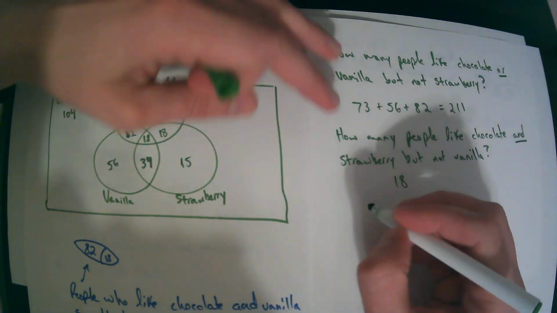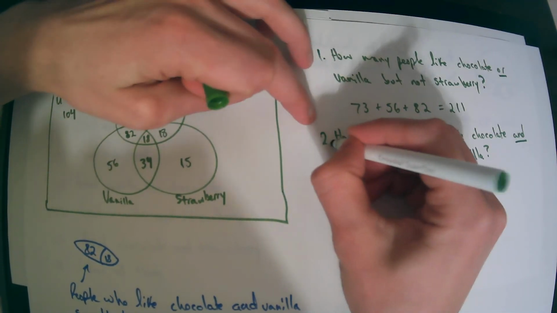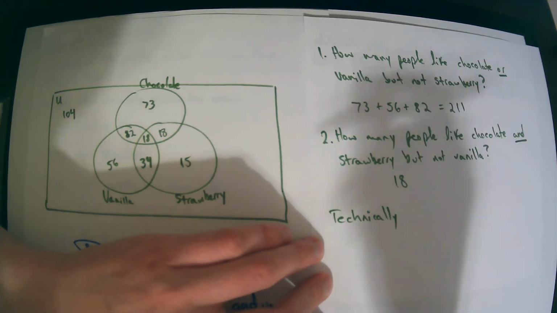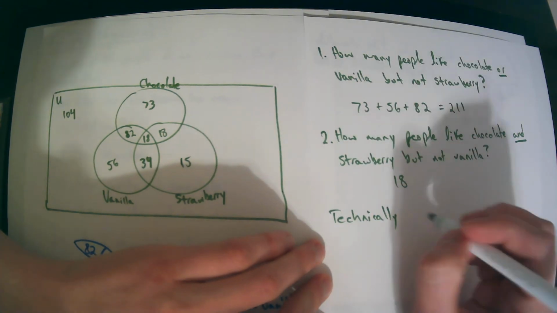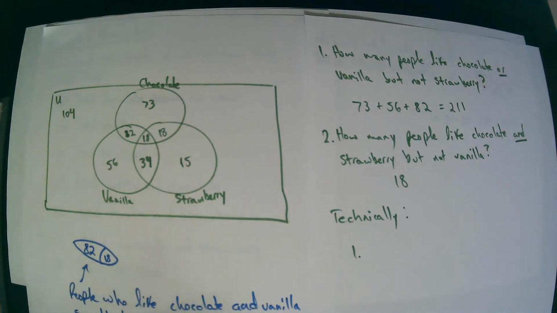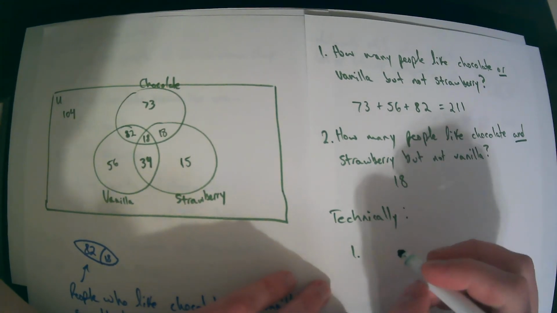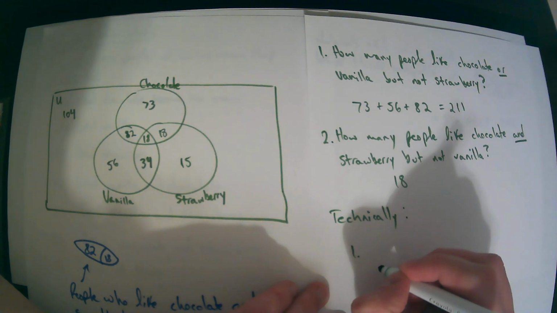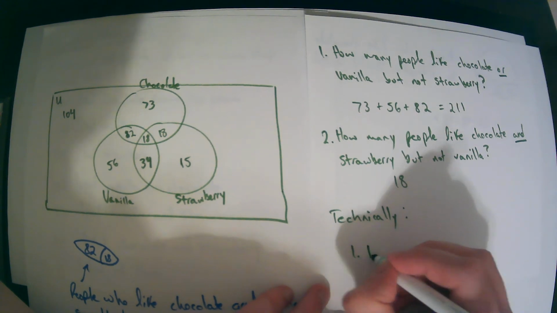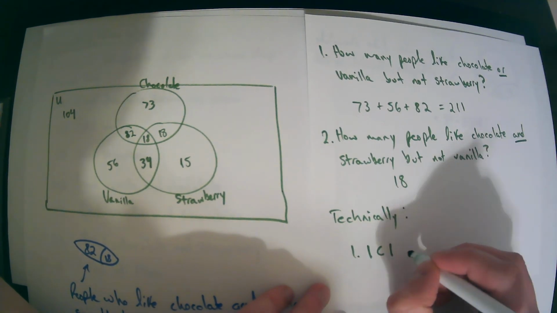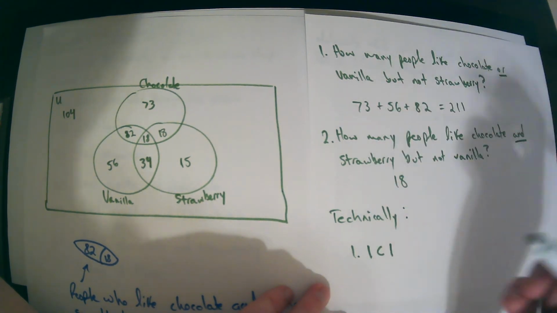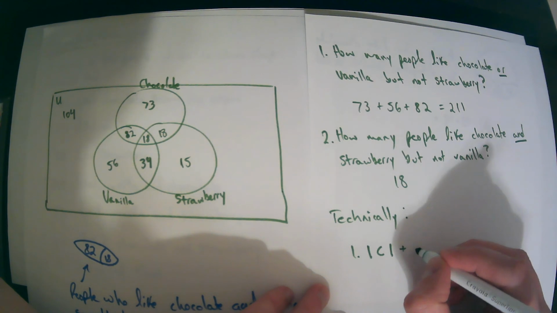So if we want to get technical, let's number these for reference. Technically, with symbols, instead of just talking about it with this picture, this is how you would denote number 1. So number 1 would be the cardinality. Oh, I need to name them. We'll just call them C, V, and S, right? Chocolate, vanilla, strawberry. That's easy. Okay. Cardinality of C. Or what are we looking for? Sorry. How many people like chocolate or vanilla but not strawberry? Right. Okay. So the cardinality of C plus the cardinality of V.